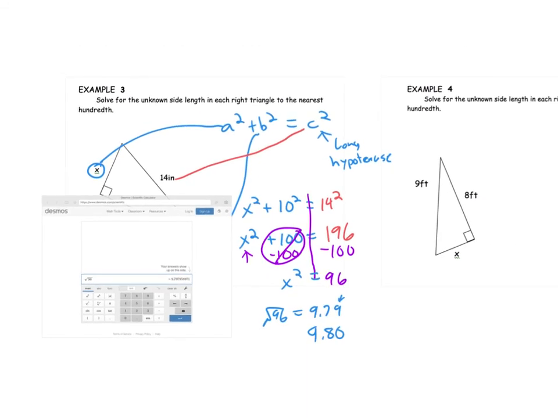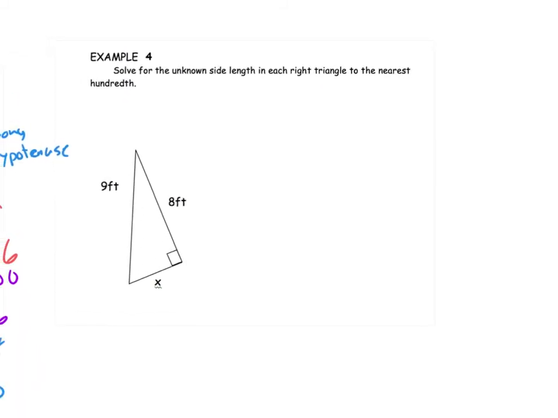So that's when you're solving for a leg. You do a little bit of algebra to solve for it. Try this one, and remember you're solving again for a leg. See what you come up with. A squared plus b squared is equal to c squared.